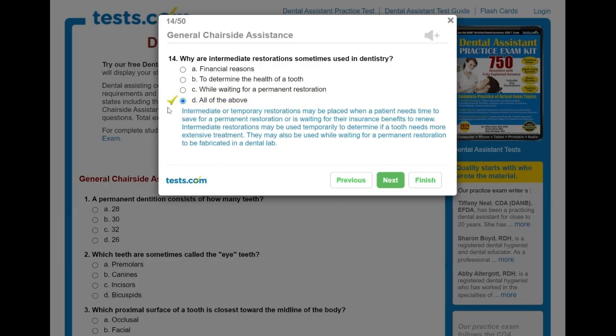D. All of the above. Intermediate or temporary restorations may be placed when a patient needs time to save for a permanent restoration or is waiting for their insurance benefits to renew. Intermediate restorations may be used temporarily to determine if a tooth needs more extensive treatment. They may also be used while waiting for a permanent restoration to be fabricated in a dental lab.